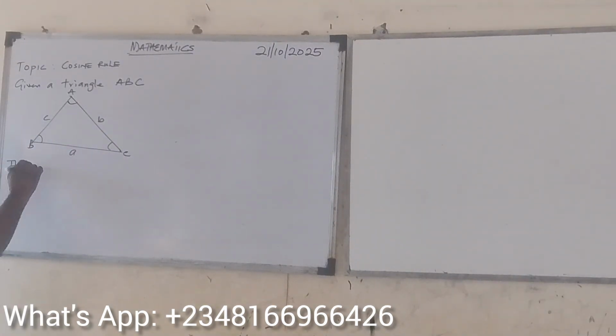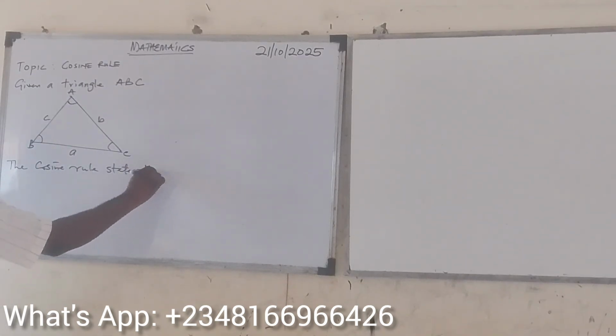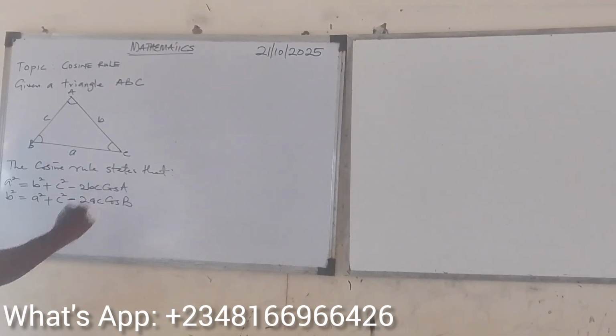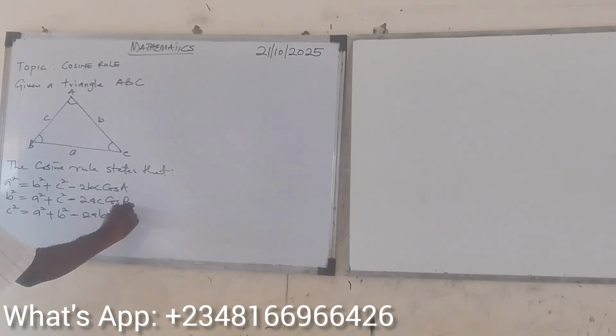Now the cosine rule states that a square is equal to b square plus c square minus 2bc cos big A, or b square is equal to a square plus c square minus 2ac cos big B, or c square is equal to a square plus b square minus 2ab cos big C. Yes, this is the cosine rule.